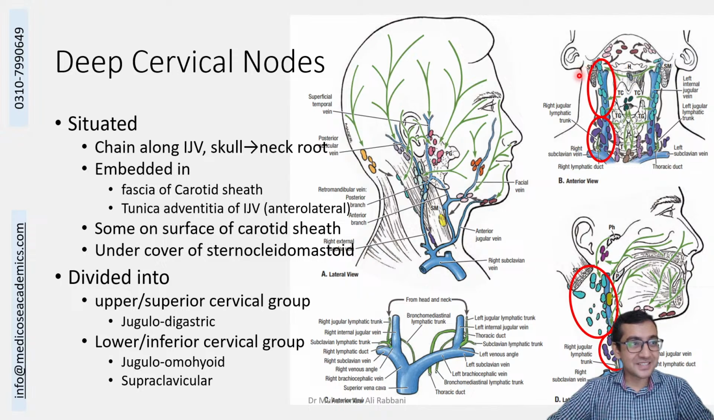Okay, then there is the deep group of cervical nodes, and they run along the internal jugular vein, all the way from the base of the skull to the root of the neck, and they are embedded within the carotid sheath. These are one of the contents of the carotid sheath, and they are divided into the upper superior cervical group and the lower cervical group. The upper group contains one important lymph node known as the jugulo-digastric node, and the lower group contains one important one known as the jugulo-omohyoid node.